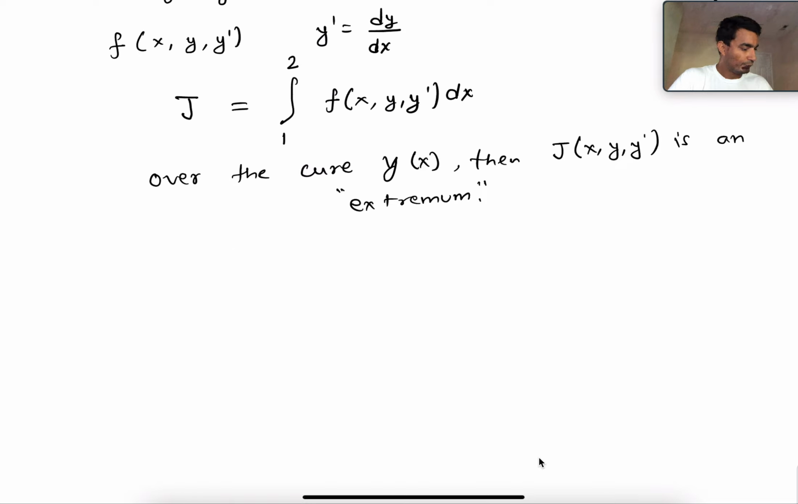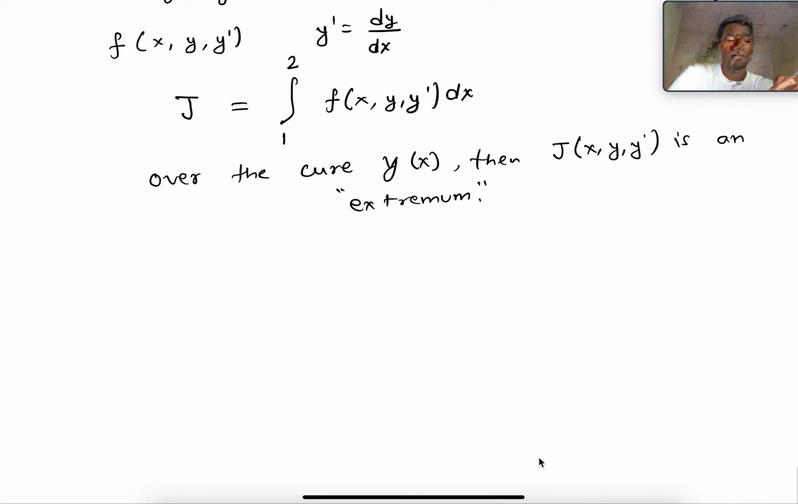To do this, we use a very simple trick. So we know that j is an extremum along the curve y of x. So if we move infinitesimally away from y of x, then since j is an extremum along y of x, an infinitesimal change would not change the value of j. That is the definition of being an extremum, a maximum or a minimum.